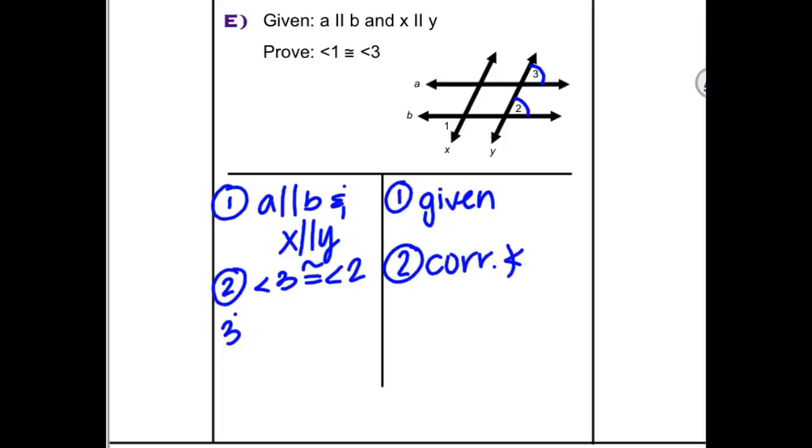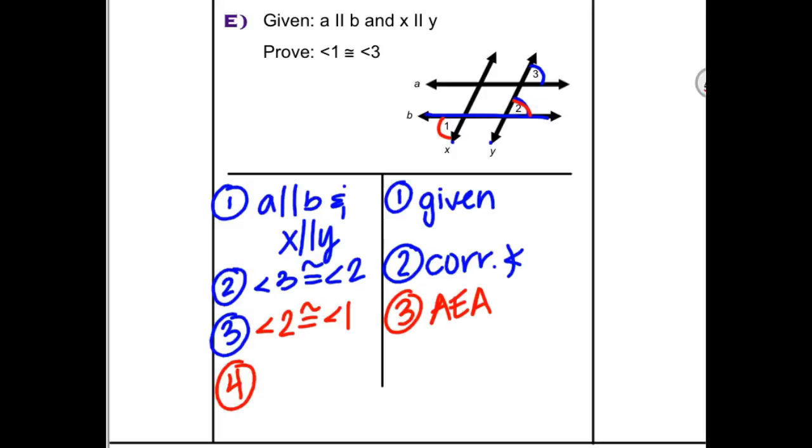And I know that if line X is parallel to line Y, if we use line B as our transversal, that angle 2 and angle 1 are alternate exterior angles. So angle 2 is congruent to angle 1 from alternate exterior angles. And therefore, by the good old transitive property again, you will use the transitive property of congruence a ton this unit. Therefore, we can say angle 1 is congruent to angle 3 because both of them are congruent to angle 2.